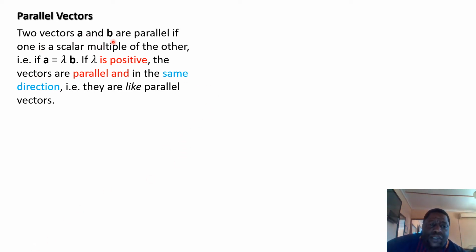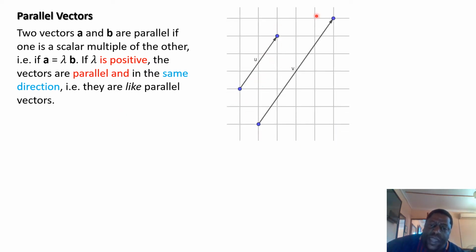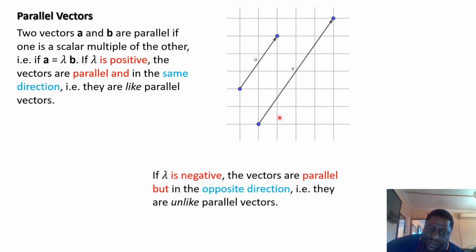If you look at two vectors, we say vectors A and B are parallel if one is a scalar multiple of the other. Okay, so vector A is equal to lambda times B. If your scalar quantity is positive, the vectors are parallel and in the same direction. It's very important that you understand that. If the scalar quantity is positive, parallel, same direction, we call them like vectors. So like parallel vectors, for example vector U and vector V here, same direction, and the scalar quantity is positive. But if your scalar quantity is negative, the vectors are still parallel, but they go in the opposite direction. So unlike vectors are also parallel, the same as like vectors.